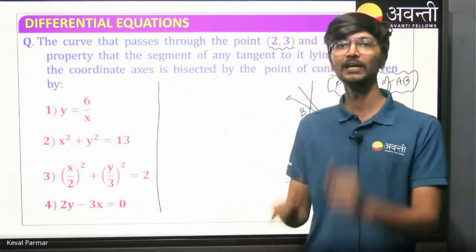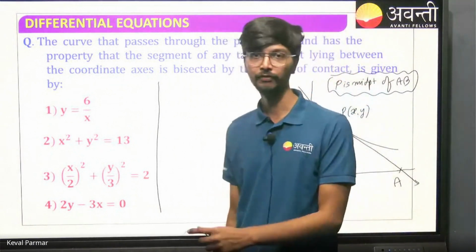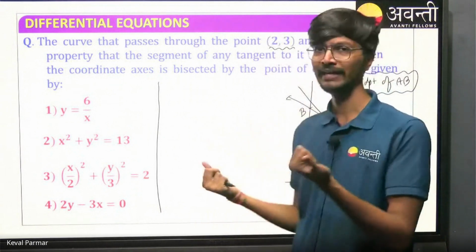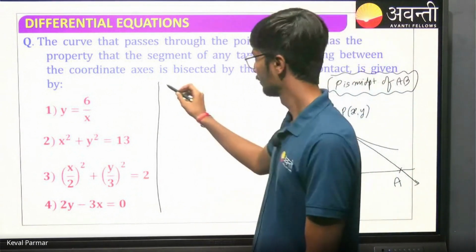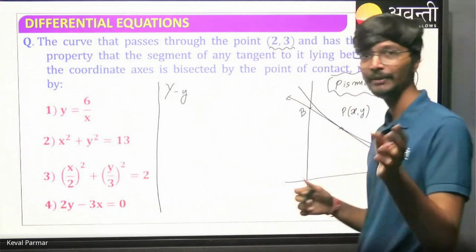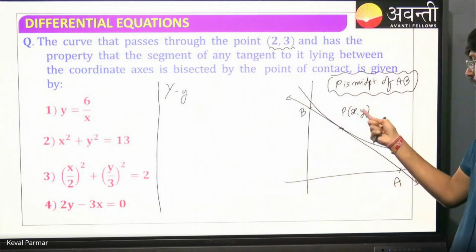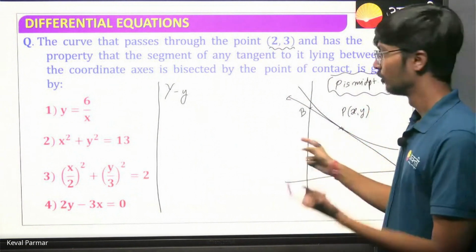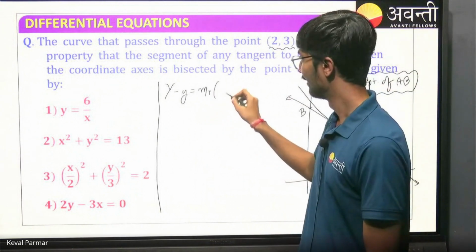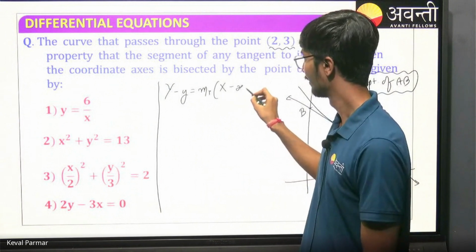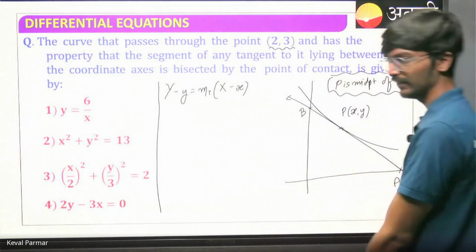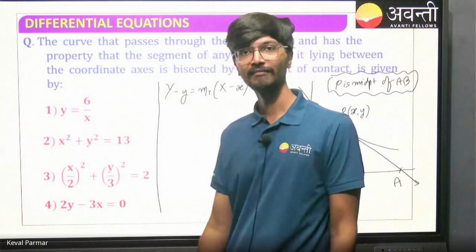As you can see, the differential equation is not directly given. We have to form the differential equation. So how will we form it? We can get the equation of the tangent. Y minus y1 equals slope of tangent into x minus x1. I'm using capital Y because we have already used small y for the point. We can get the points A and B. A is the x-intercept, B is the y-intercept.